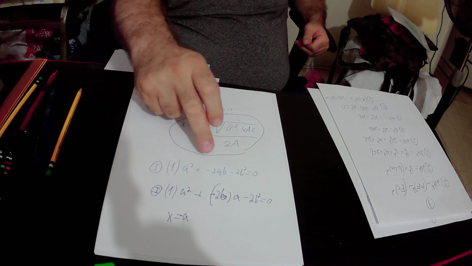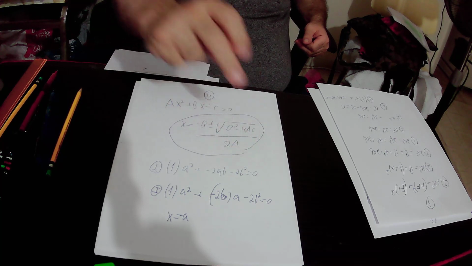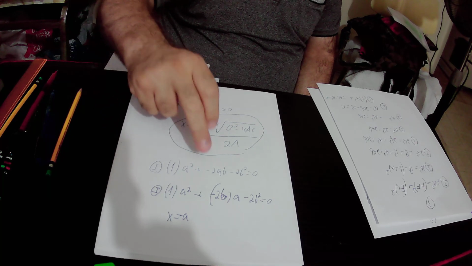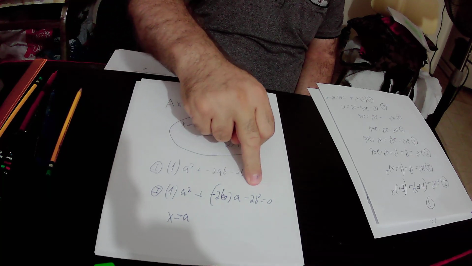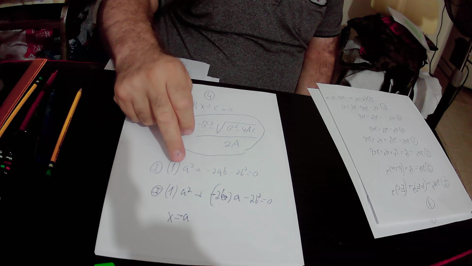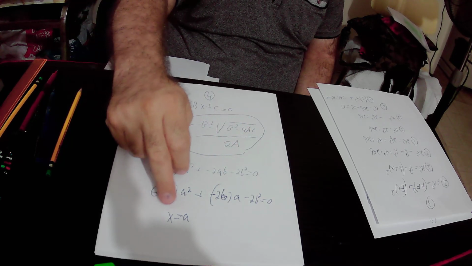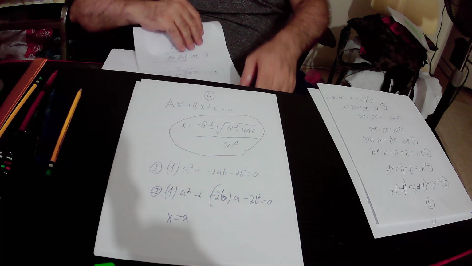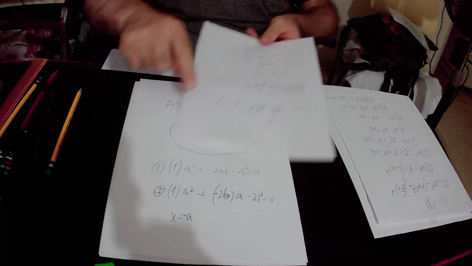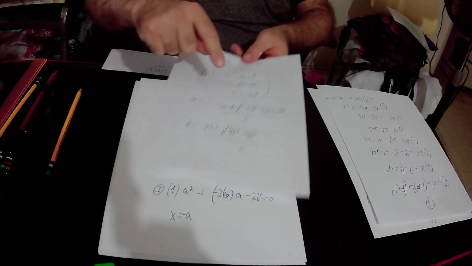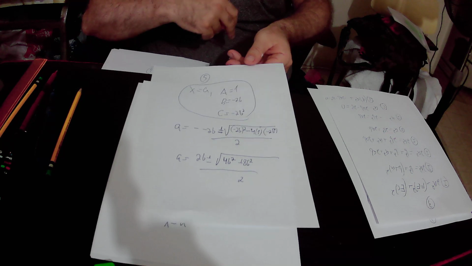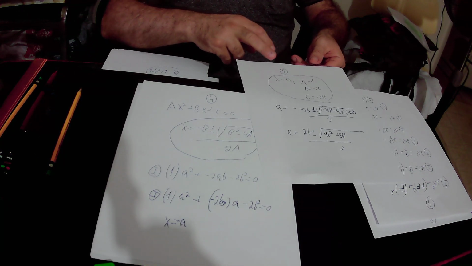1 times a squared minus 2ab minus 2b squared equals 0. So here we got 1 times a squared minus 2b times a minus 2b squared equals 0, and a is the variable of this quadratic equation. So x, the variable x, equals a, and capital A equals 1, capital B equals minus 2b, and capital C equals minus 2b squared. Okay, so we got all the values of A, B, and C.